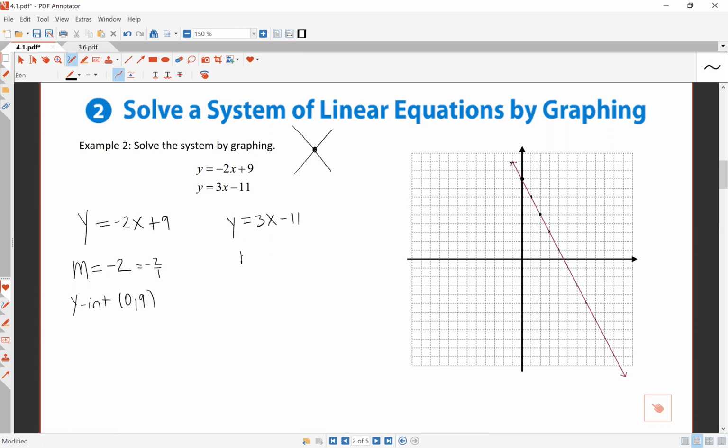The second equation has a slope of 3 and a y-intercept of 0, -11. We'll start at 0, -11, and then we'll rise 3 and run 1. Continue until we possibly see the point of intersection. And now I'm done because I see it landed right on top of that other line.